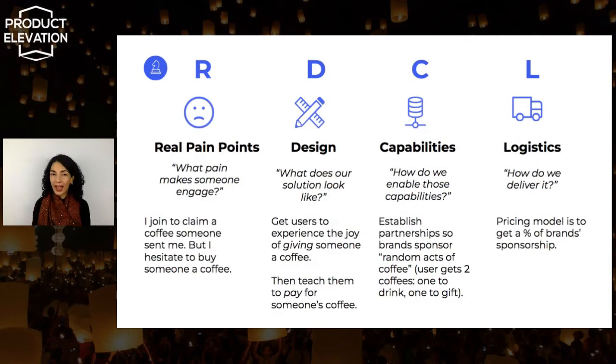So in the case of NAC, we started by defining what the pain points were. What made someone come to NAC's app? Well, as a user, I came to the app because I typically got an invitation from someone who sent me a free coffee. I was really happy to claim it, but I was hesitant to use my money to buy someone a coffee because I've never done that before.